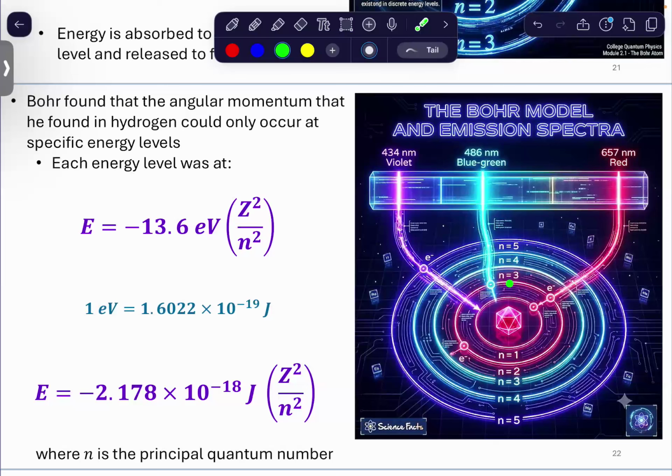And so again, here you see these as your n equals 1 is your lowest energy. Then you have your n equals 2 level, your n equals 3, 4, and 5. So the higher your value for n, the higher your energy. Another way you can write this equation, you have a conversion here of 1 electron volt is 1.6022 times 10 to the negative 19th joules. So you can also say that the energy is negative 2.178 times 10 to the negative 18th joules times Z squared over n squared.